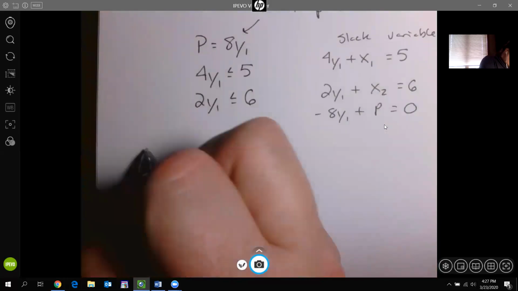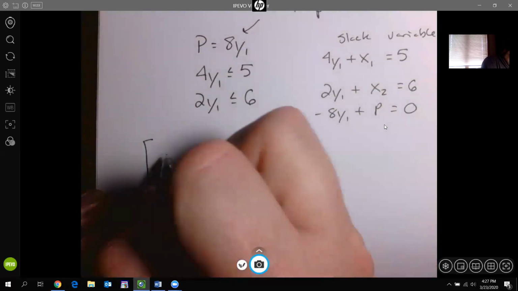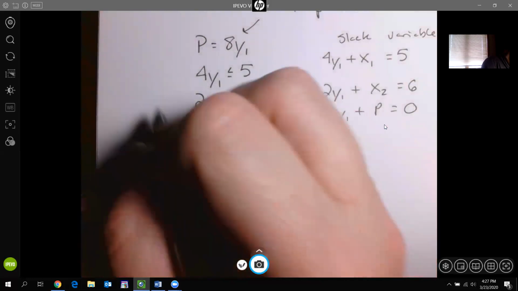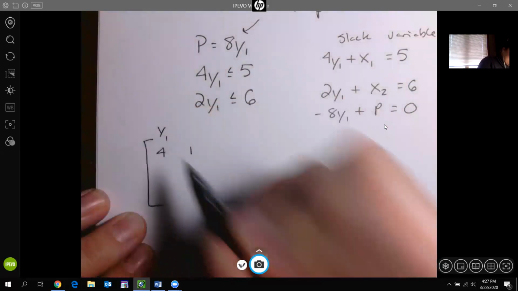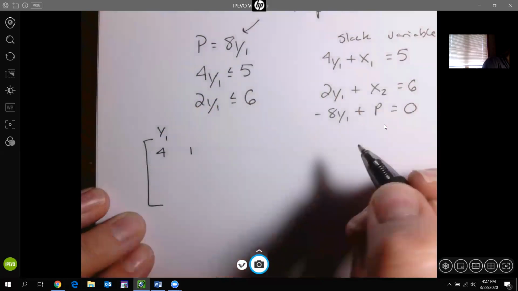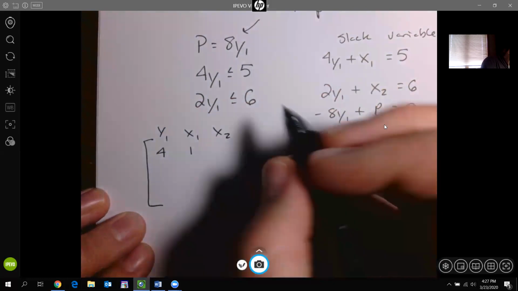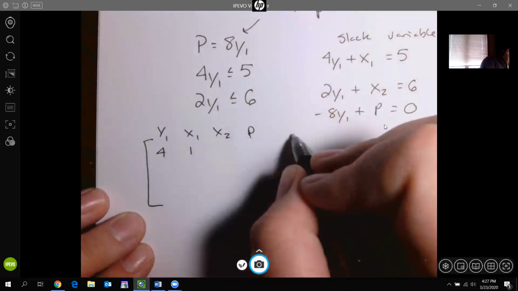And let's write our tableau. So it will go 4, 1. Let's label the top first: Y1, we don't have a Y2, usually you will. Then we have an X1, and we do have an X2 because we have 2 slack variables, and the P, and then the answers over here.